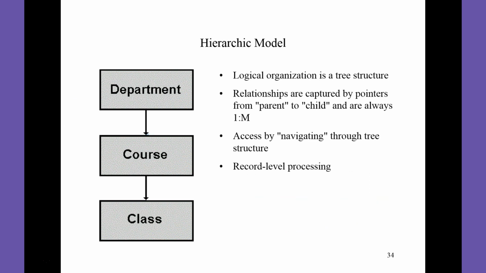As we look at the hierarchic model, the logical organization is a tree. This diagram doesn't really do justice to the notion of a tree. I'll give you a little better perspective on that in just a moment. But the key point to get out of this is that relationships are captured by pointers from a parent to a child. So there's always a one-to-many relationship. One parent has many children. A child has one parent.